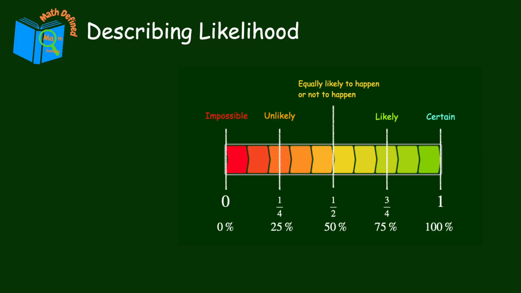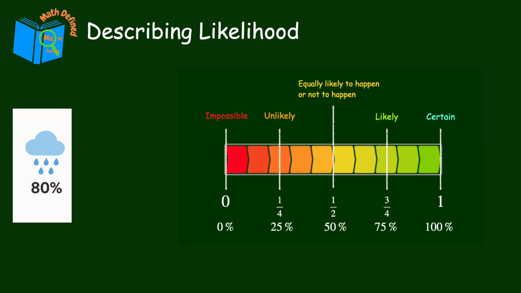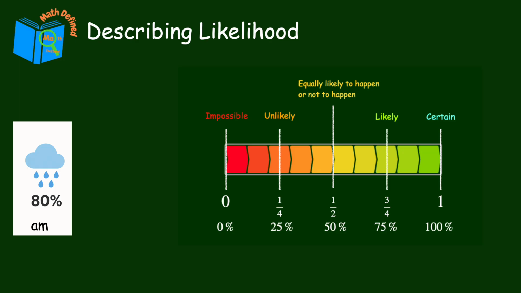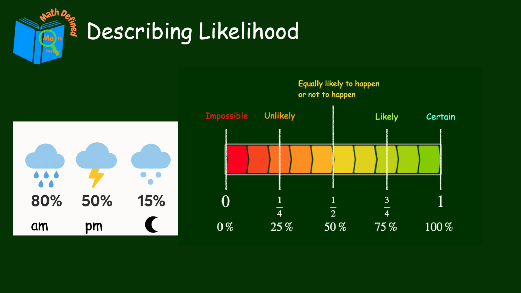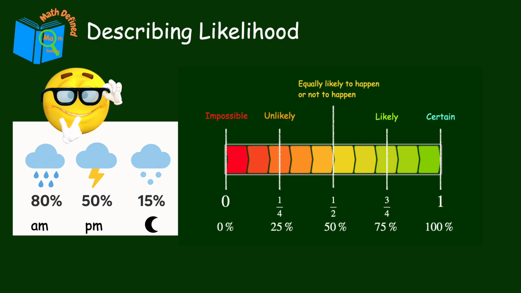Imagine that the weather forecast for tomorrow says 80% chance of rain in the morning, then 50% chance of thunderstorms in the late afternoon, and 15% chance of hail overnight. Sounds like one wild weather day. Describe the likelihood of rain tomorrow morning. The weather forecast gives it an 80% probability that it will. 80% falls just past 75%, so rain is likely.